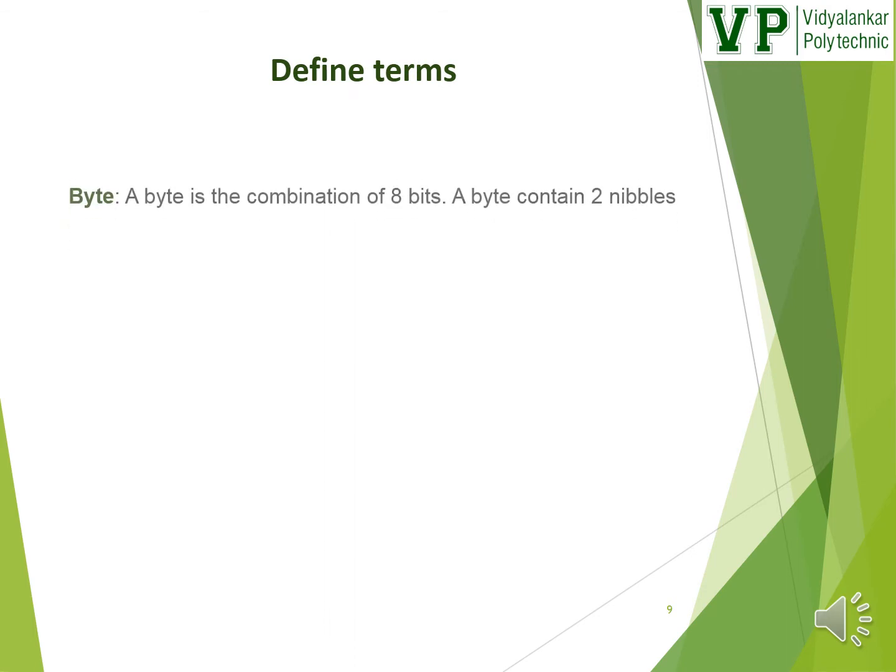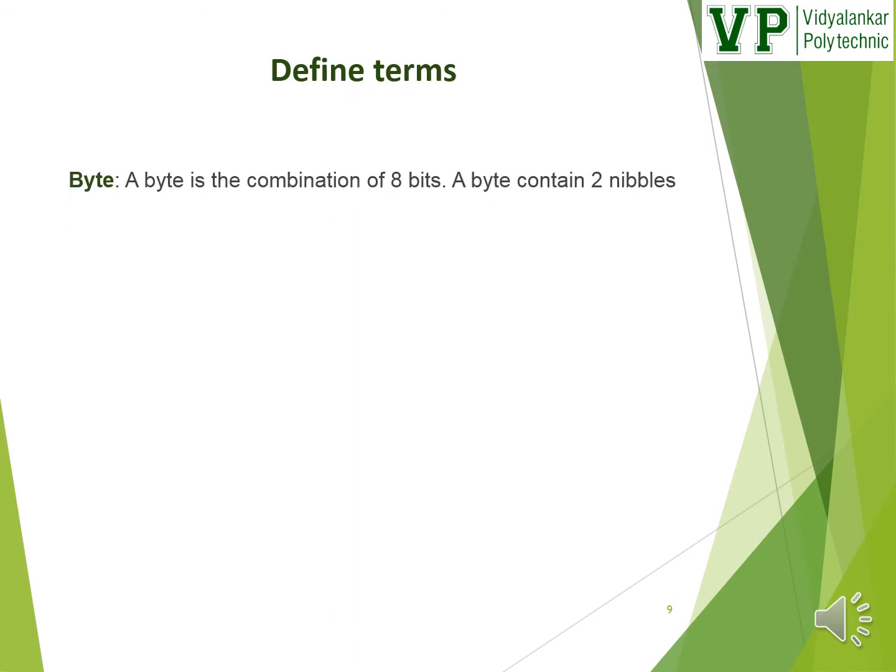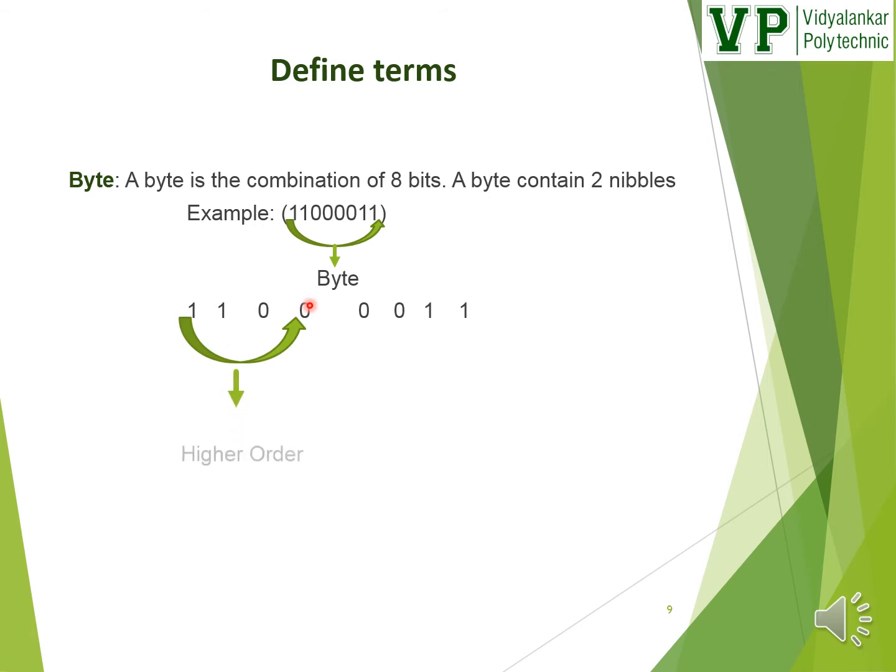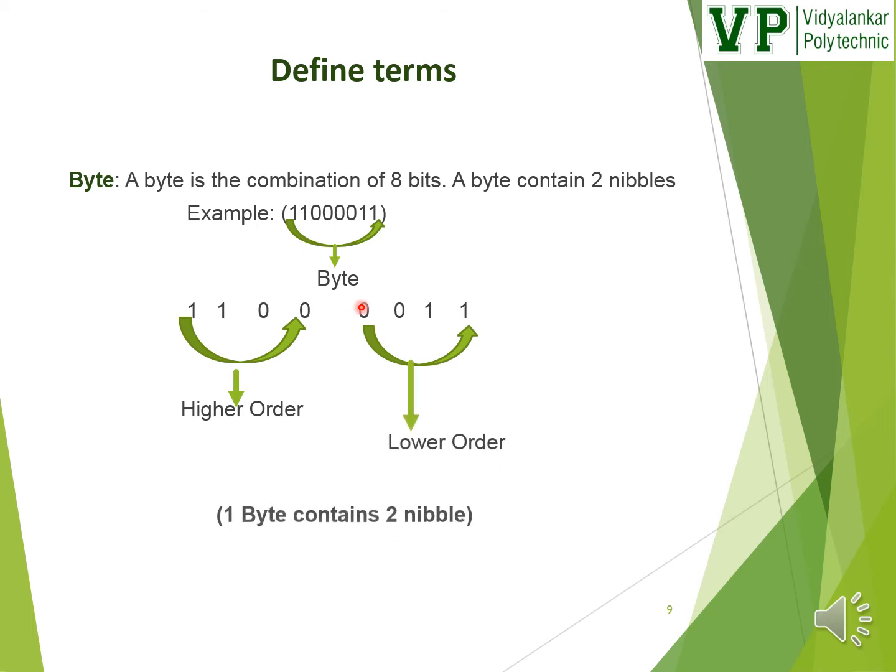Few more terms, that is byte. Byte is a combination of 8 bits, or we can say it contains 2 nibbles. For example, this consists of 8 bits. So altogether 8 bits we call a byte. Byte is again classified into 2 types, higher order and lower order. And together this is called 1 byte.